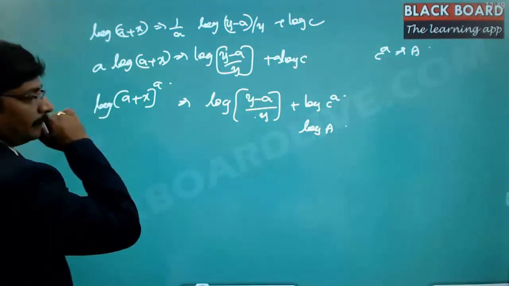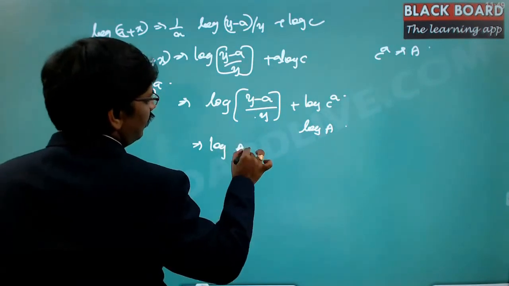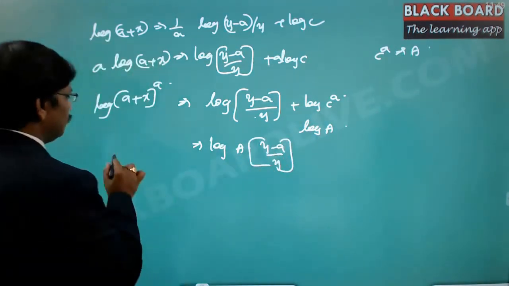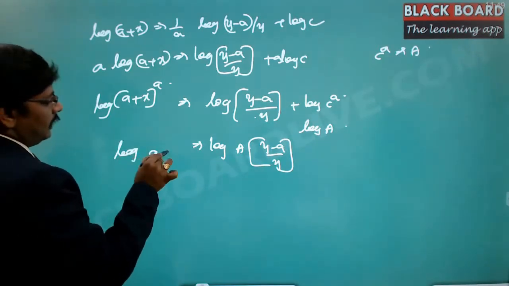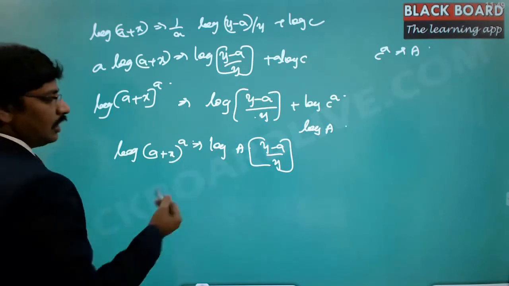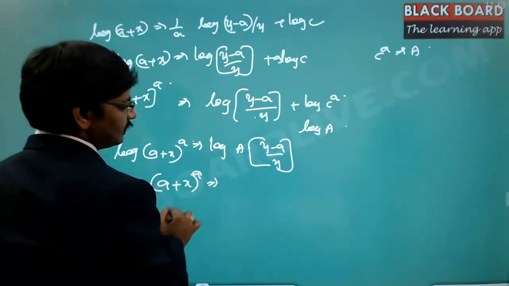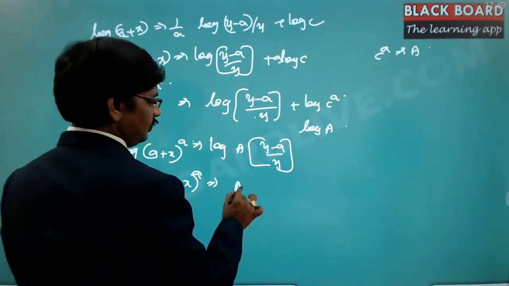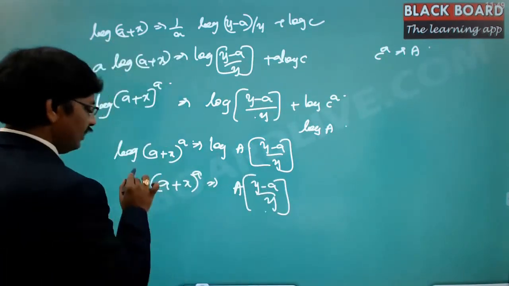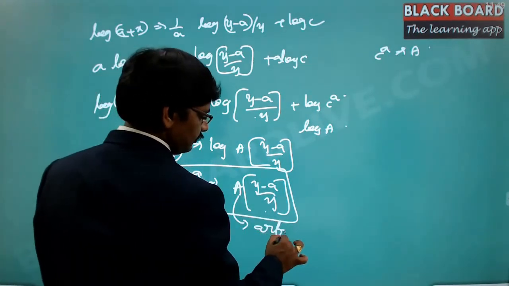Now this can be treated as log of A into (y minus a) by y is equal to log of (a plus x) whole power a. Now if you eliminate log and log, (a plus x) whole power a is equal to A into (y minus a) by y. So this is the solution where A is the arbitrary constant.